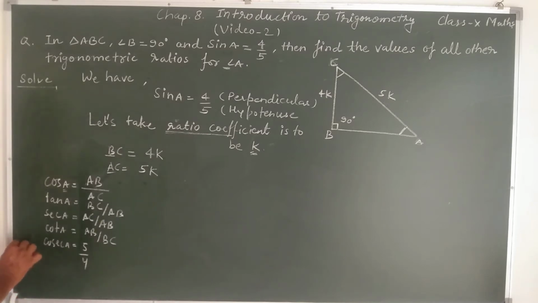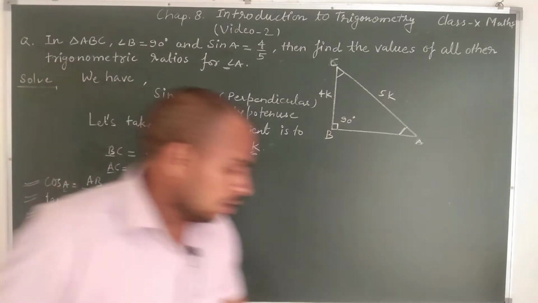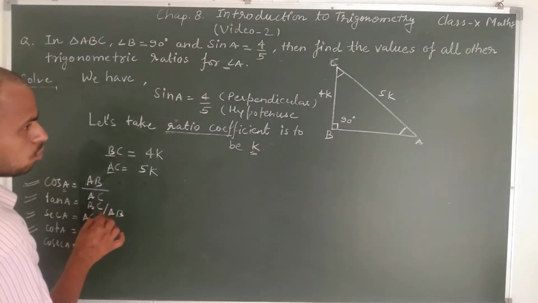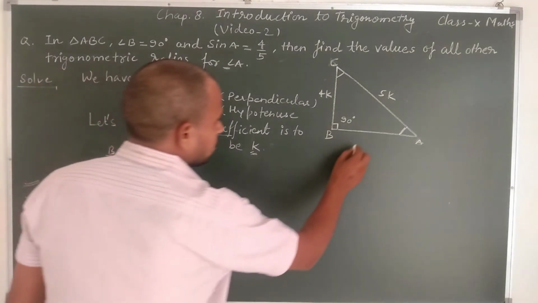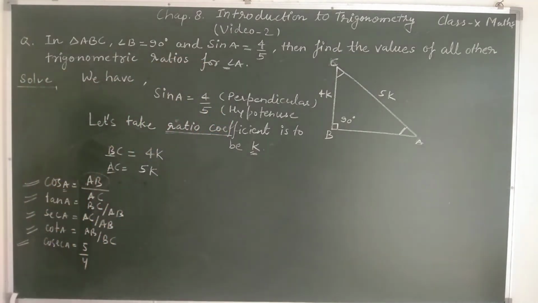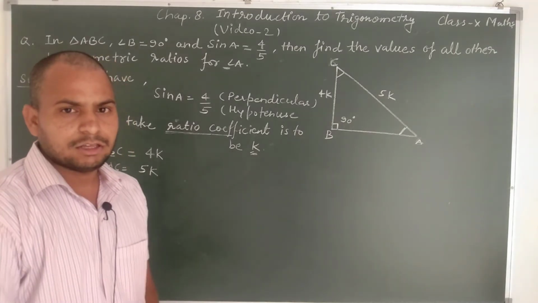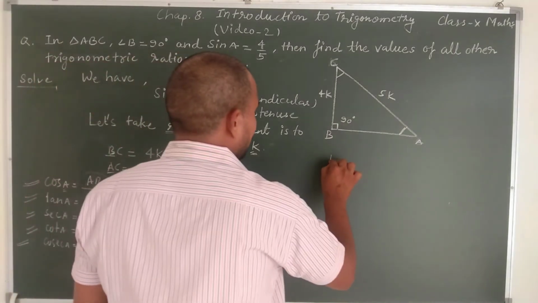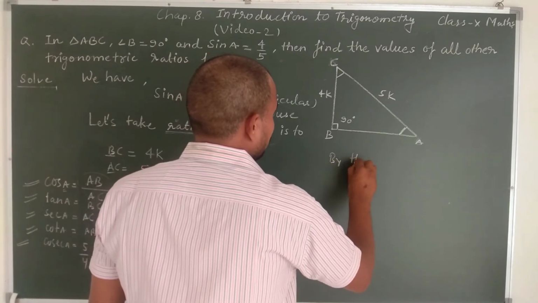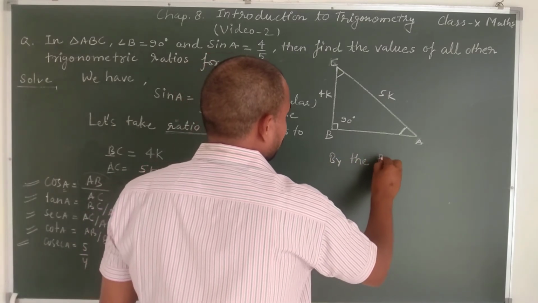So we have to find these four trigonometric ratios: 1, 2, 3, 4. We do not know the value of AB, so we have to find the value of AB by the Pythagoras theorem.